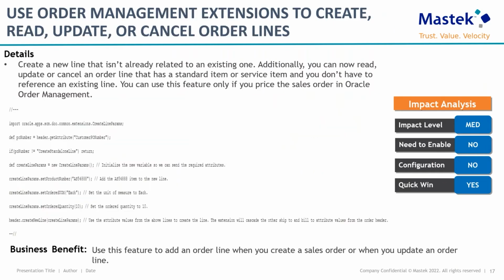Next, use order management extensions to create, read, update, or cancel order lines. Users will be able to add a new line that isn't related to an item already on an existing one. Also, apart from adding, users will now be able to read, update, or cancel an order line that has a standard or a service item that is not referenced to an existing line. However, this feature can only be used if the pricing of the sales order is done in Oracle Order Management, and this feature cannot be used on an internal material transfer because pricing of an IMT transfer is usually frozen.